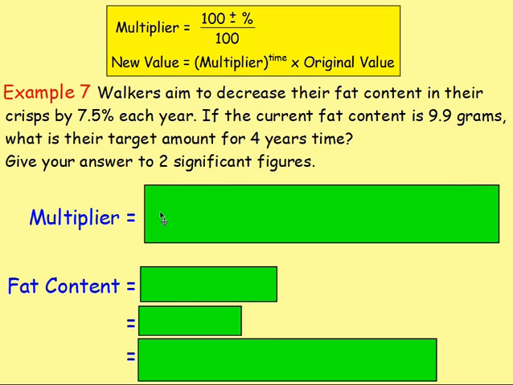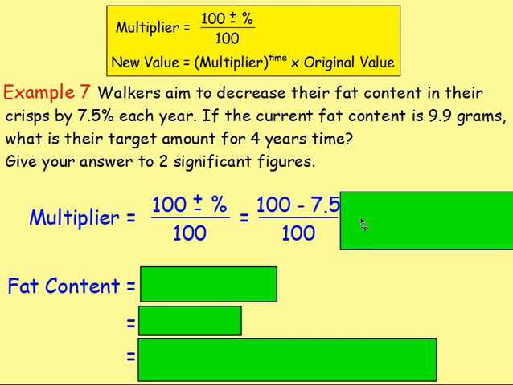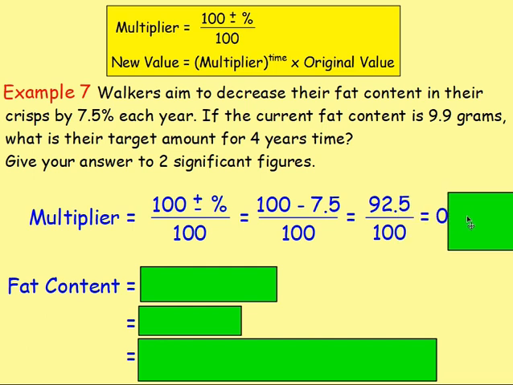So once again, we can use multipliers. We start at 100. We add or take away the percentage. What do we do here, Sophie? Good, we do 100 take away the 7.5 because they're wanting to decrease their fat content. They're not wanting to increase it. No, that'd be bad. So 100 take away the 7.5 would give you 92.5. We divide that by 100 and you get 0.925.